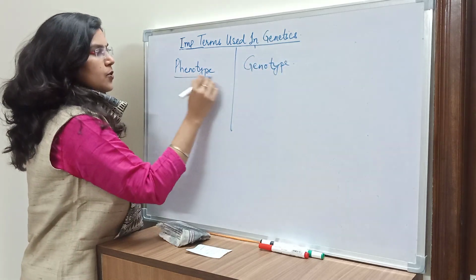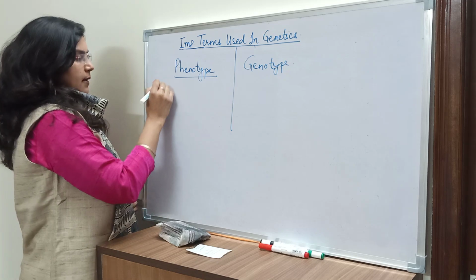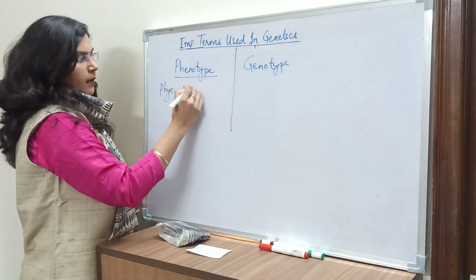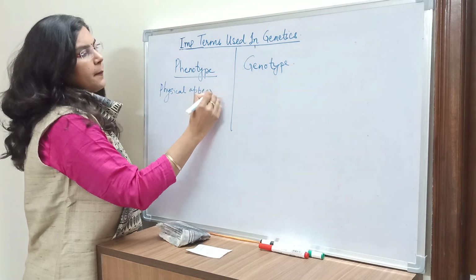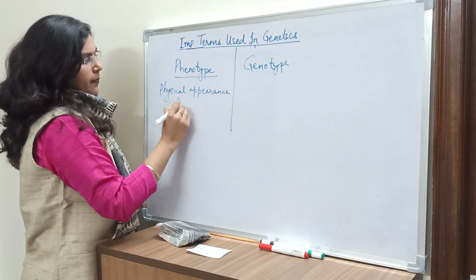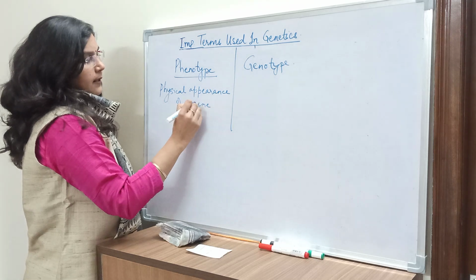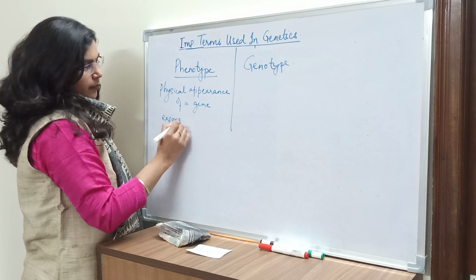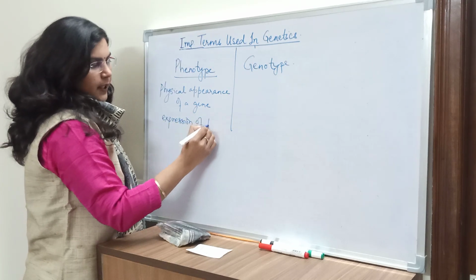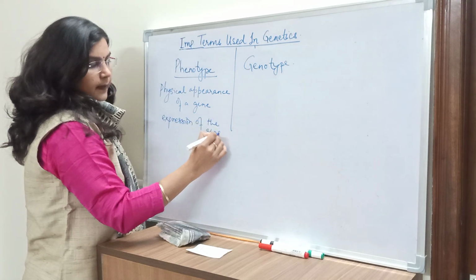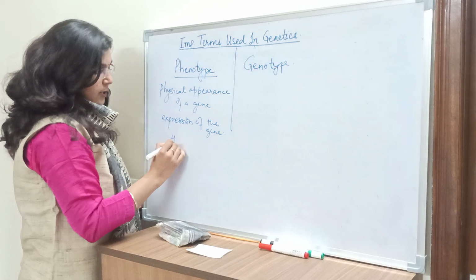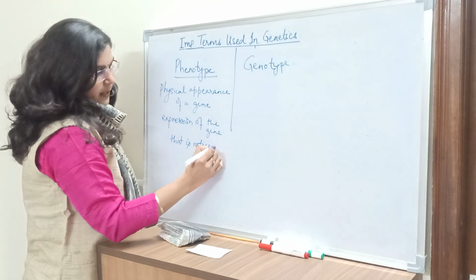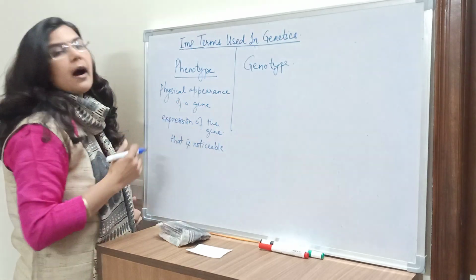Okay. So phenotypic means the physical appearance of a gene. What I mean by physical appearance of a gene means the expression of the gene that you can see, that is noticeable. Means what we can see with our eyes.